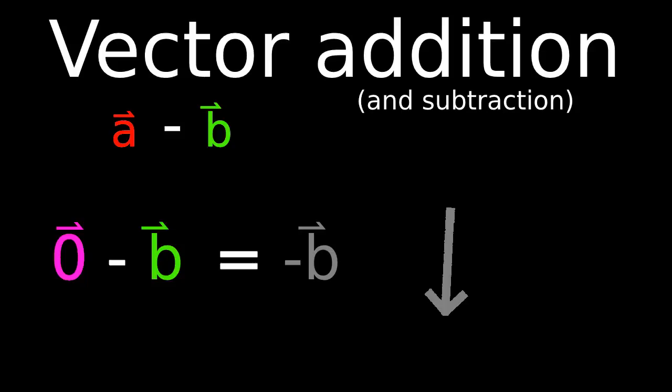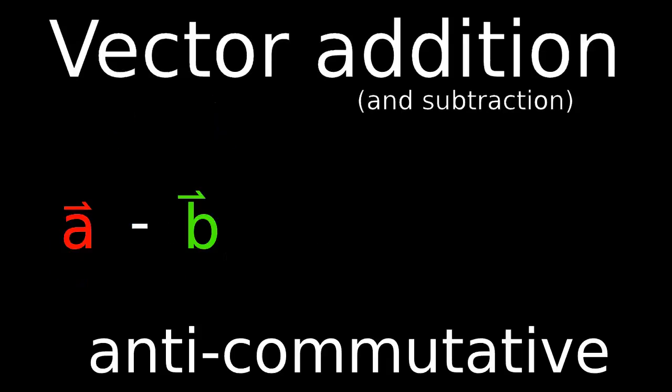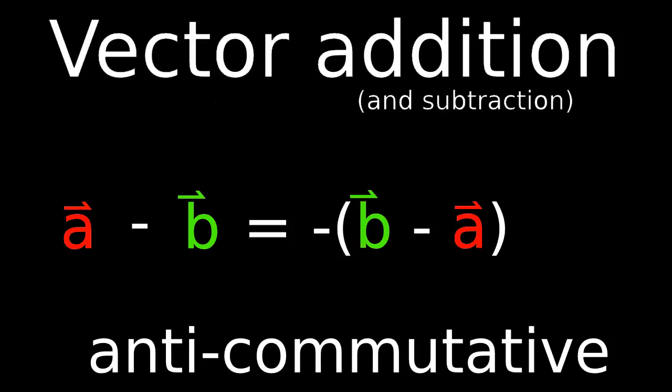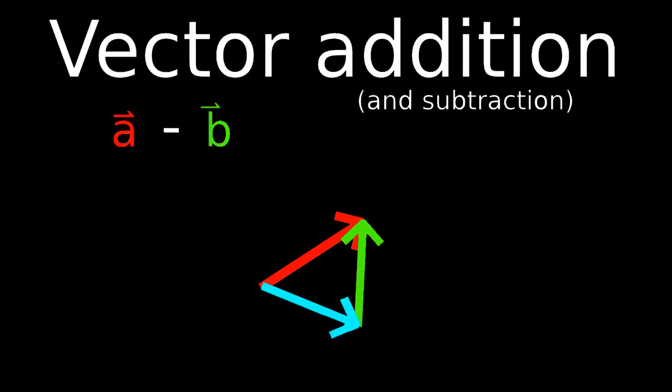Vector subtraction is anti-commutative. This means that a minus b is equal to negative b minus a. Visually, all this means is that when you swap the order of a and b in the equation, the direction of the result also swaps.